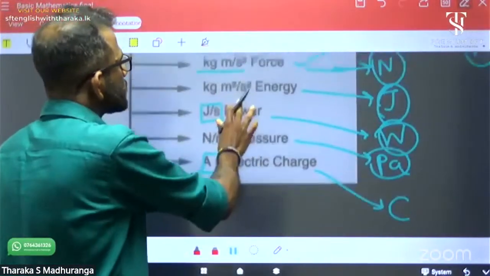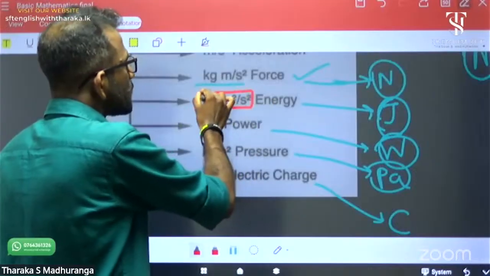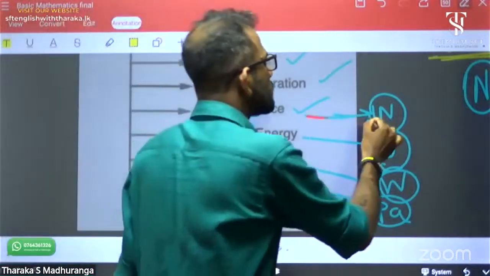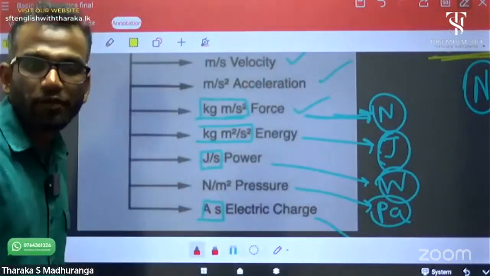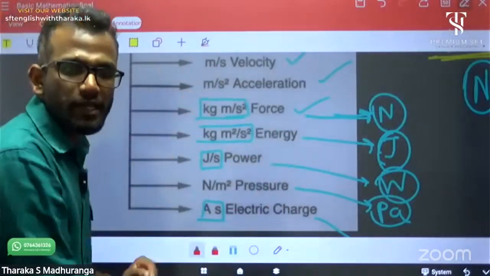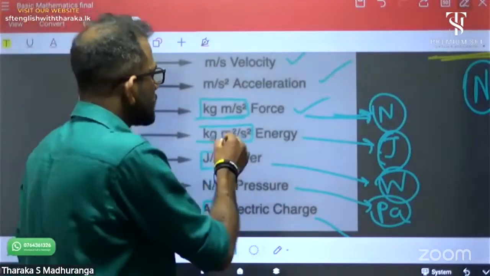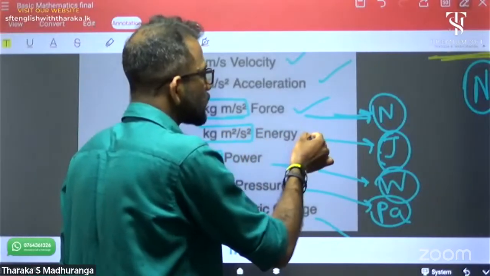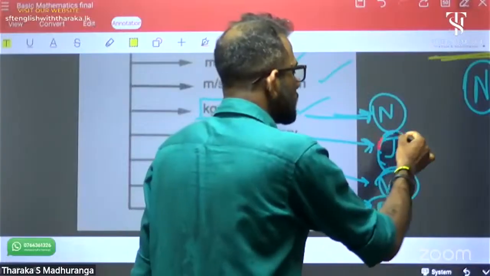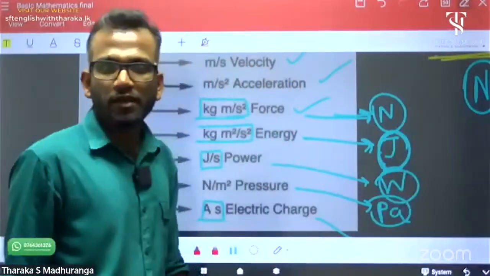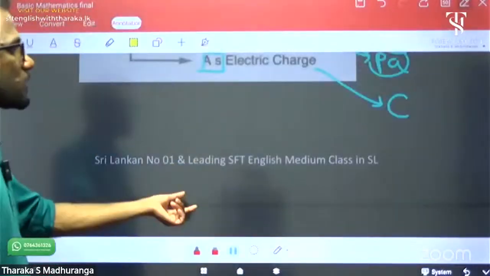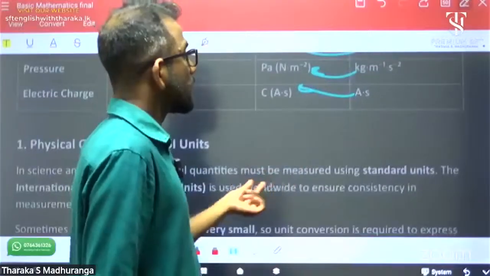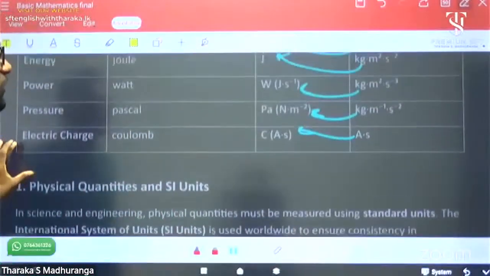kg m s^-2 is the actual unit of force, but we define it as Newton. That's why we call Newton a derived unit. kg m^2 s^-2 is an energy unit, but we define it as joules. That's the difference. You can search more about derived units.